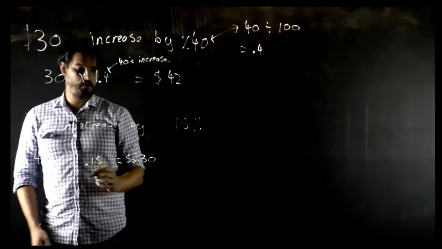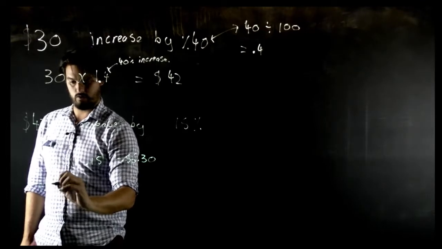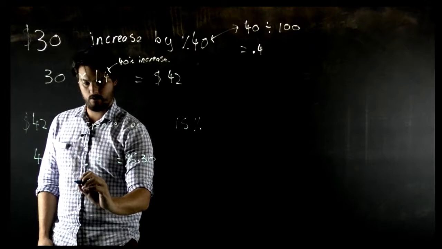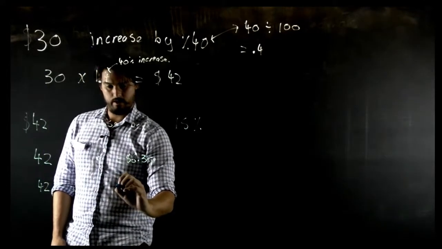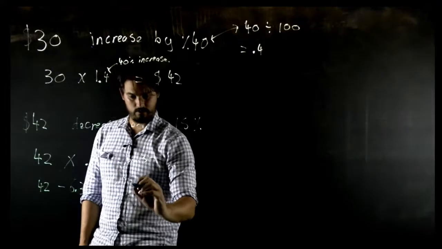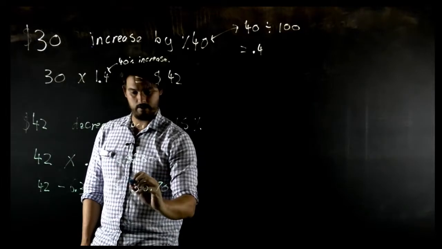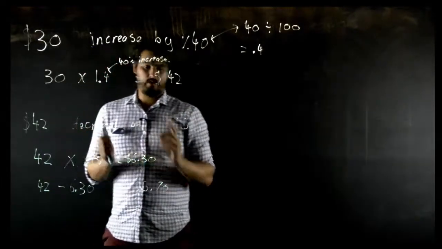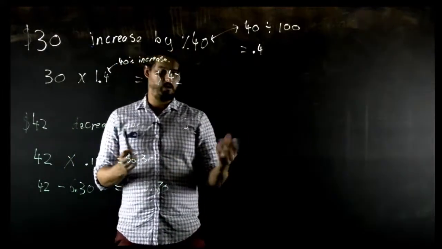What we can do now is do 42, our original selling price, take away our discount, which we now know is $6.30. And that is going to give us our new selling price of $35.70.